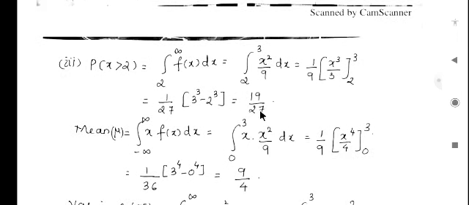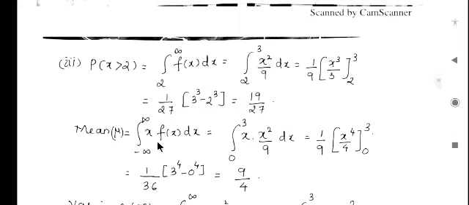So next probability is x greater than 2. That means here x is greater than 2, so you should start from 2. What is the end value there for the real line? It is infinity. But our function exists only when the upper limit is 3. So here we are going to take the lower limit as 2, but the upper limit is 3, because from 3 to infinity the function is 0 only. So now if we substitute, it is again x square by 9, integrate, substitute the limit, the answer is 19 by 27.